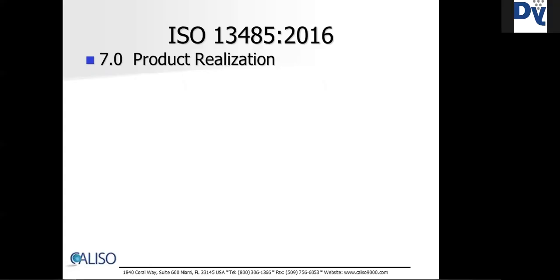Section 7 is product realization. Product realization is how a company realizes the product, how your product comes to life, and how it will be delivered to your customer. There are 29 subclauses in this section, far too many to discuss in detail, so I will briefly list them. 7.1, planning of product realization. Again, how you plan to make your product happen.